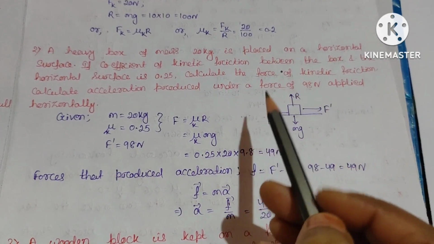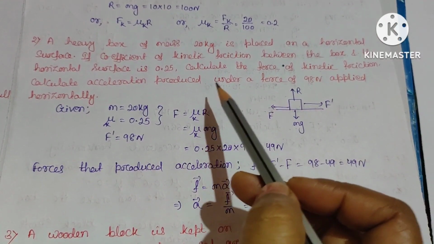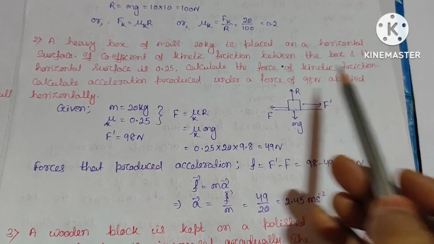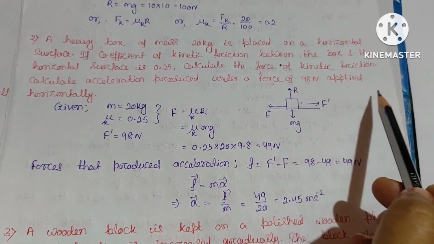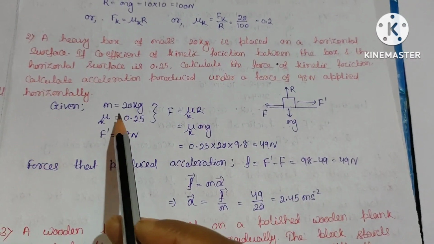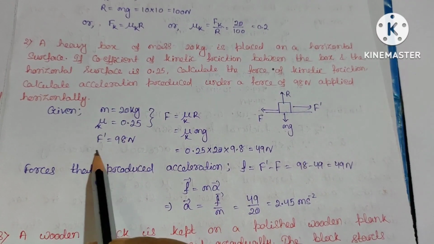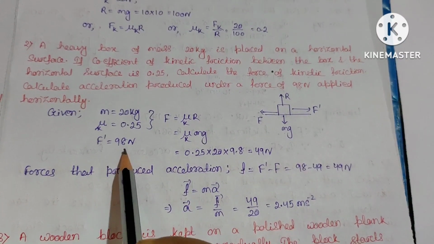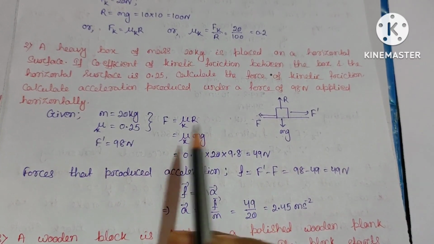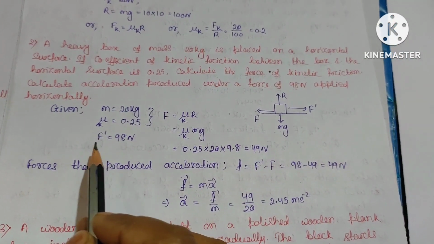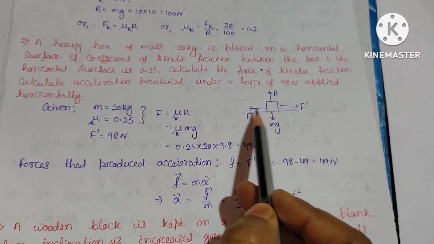The next question is, a heavy box of mass 20 kg is placed on a horizontal surface. If the coefficient of kinetic friction between the box and the horizontal surface is 0.25, calculate the force of kinetic friction and also calculate the acceleration produced under a force of 98 Newton applied horizontally. Well, what is given? Mass is 20 kg, coefficient of kinetic friction is 0.25 and the force applied is 98 Newton. Sorry, this is not kinetic friction, this is the force applied.